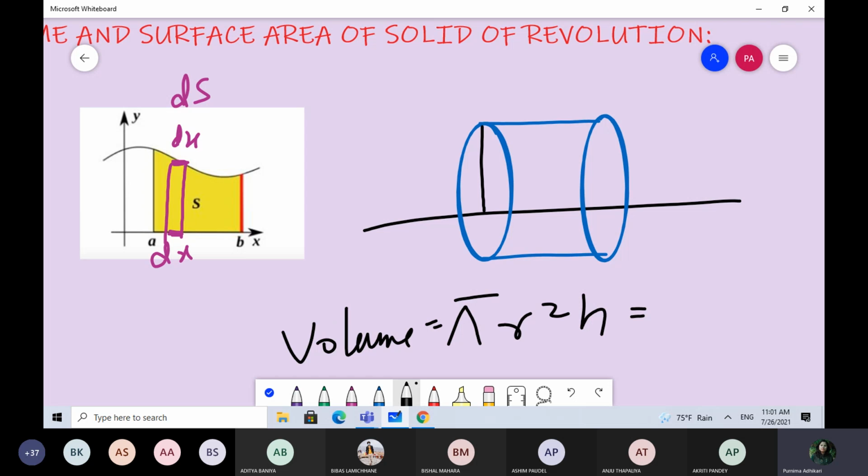Okay, so your formula will be pi y square dx. So this is your volume of this infinitely small cylinder. Now this infinitely small cylinder becomes like a disc, because your dx is a very small length. Okay, this is the volume of this infinitely small portion, but what are you actually looking for? You are looking for the volume of the solid formed by rotation of this curve about x-axis from A till B.